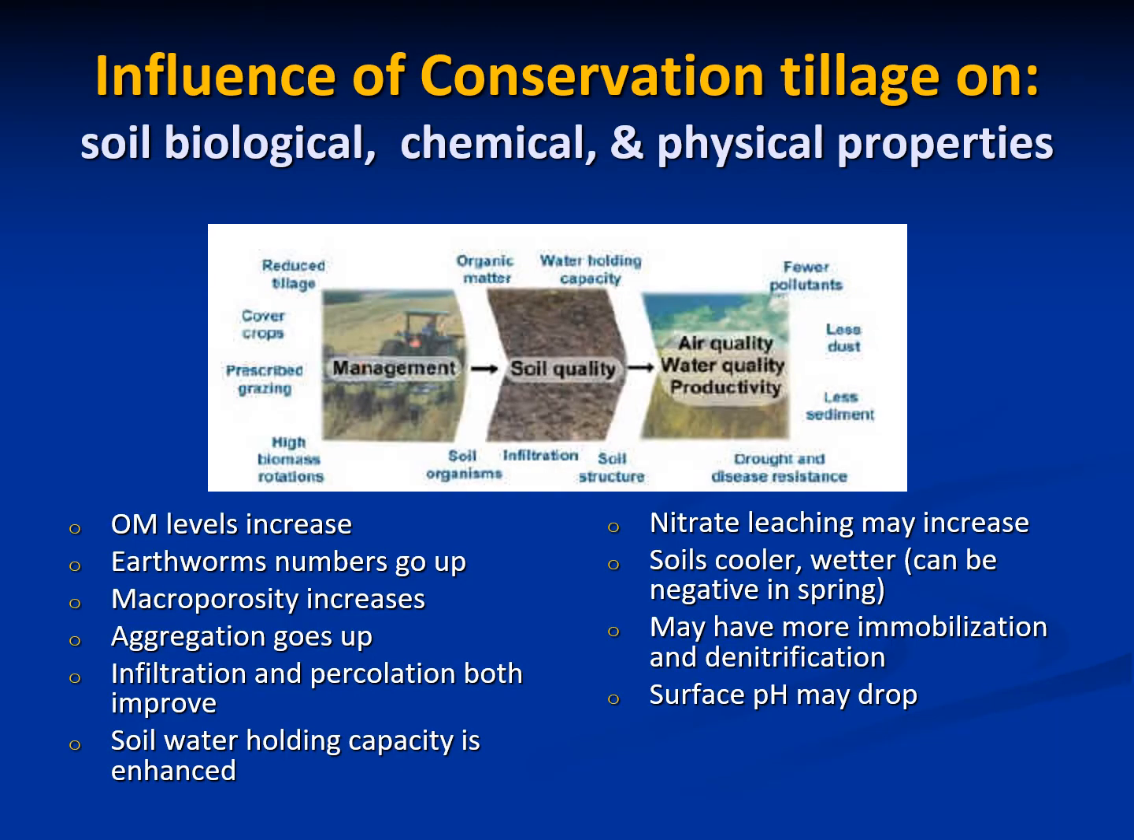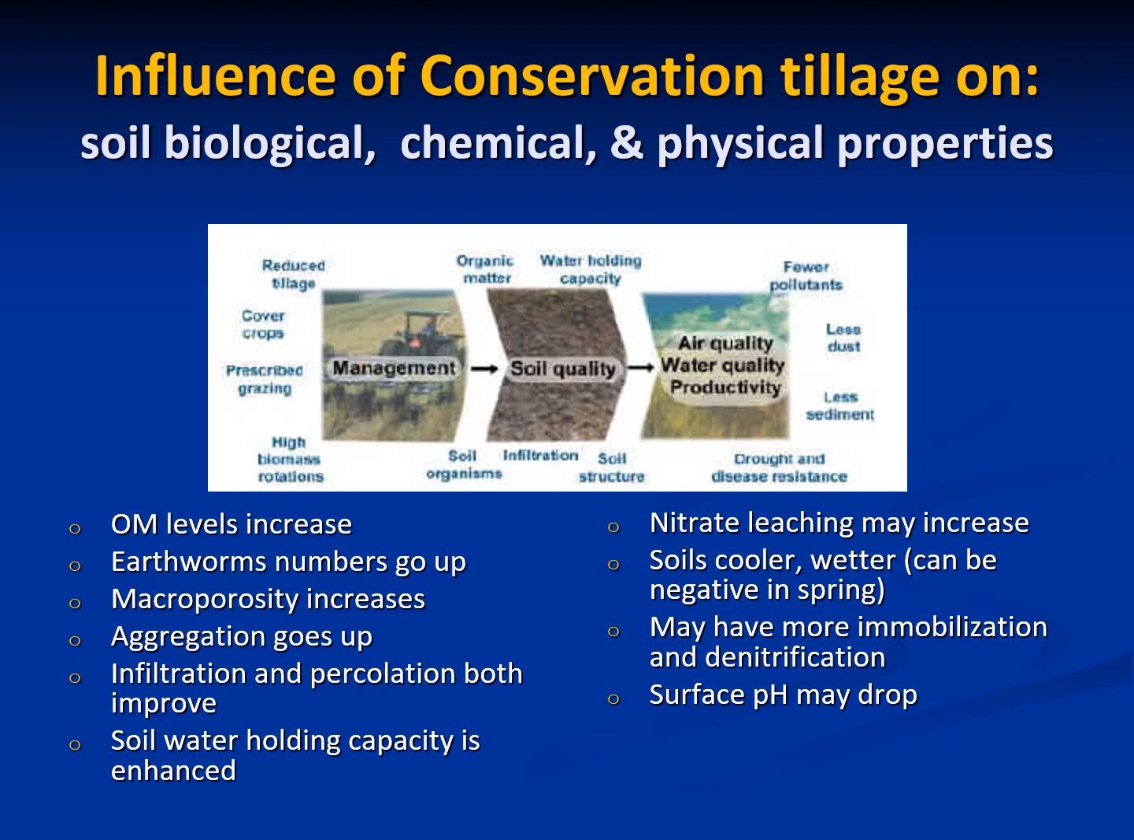The influence of conservation tillage on soil biological, chemical, and physical properties must be noted because it's very important. As we conserve the amount of tillage that we use, we see organic matter levels increase, earthworm numbers go up, macro porosity increases, aggregation goes up, infiltration and percolation both improve, soil water holding capacity is enhanced, nitrate leaching increases, which is not a good thing. Soils become cooler and wetter, which can be a negative in the spring.